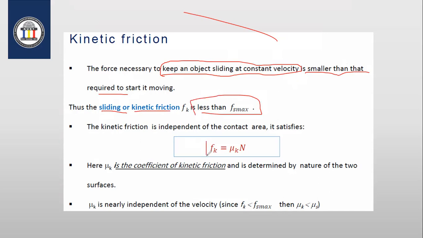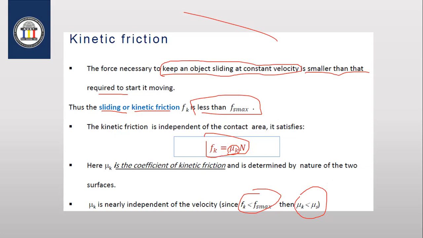The kinetic friction also depends on the normal force, and Fk equals mu k, which is a constant, times N. And mu k is the coefficient of kinetic friction, and it is nearly independent of the velocity. Always Fk is less than Fs and mu k is less than mu s. So always the static friction force is bigger than the kinetic one, and the coefficient of static friction is bigger than the coefficient of kinetic friction.